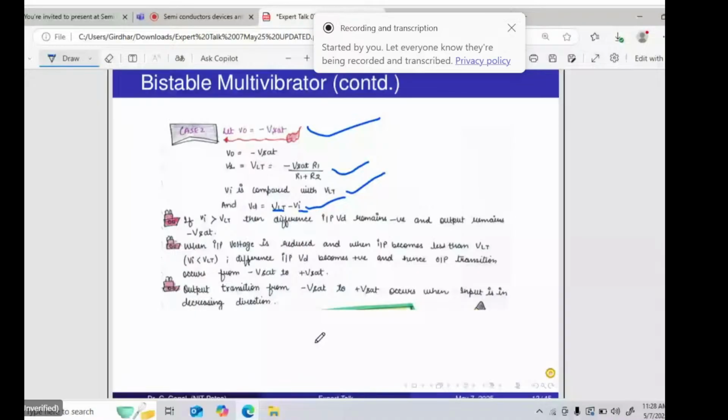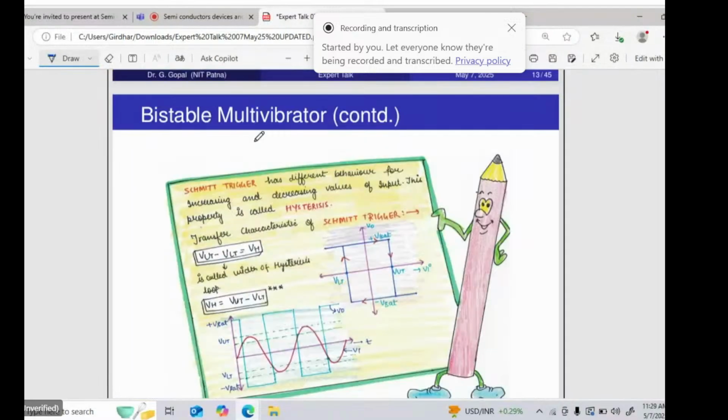So in both cases you are generating the pulse. These two cases also form a hysteresis loop. Here we are defining two behaviors: whenever you are increasing the value of the input and when you are decreasing the value of the input, there is a pulse here. The output has two values, plus V sat and minus V sat.